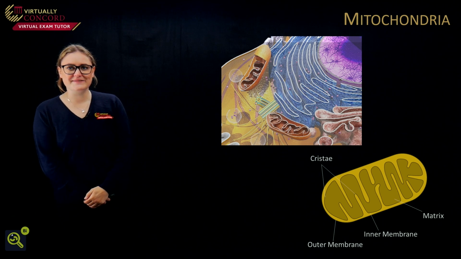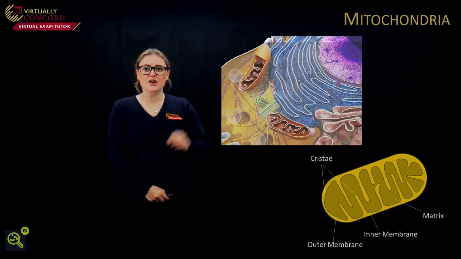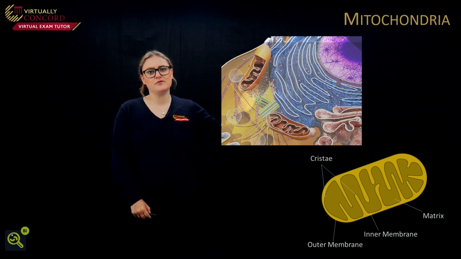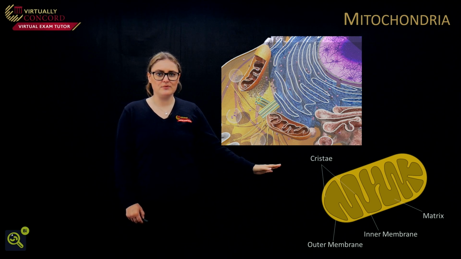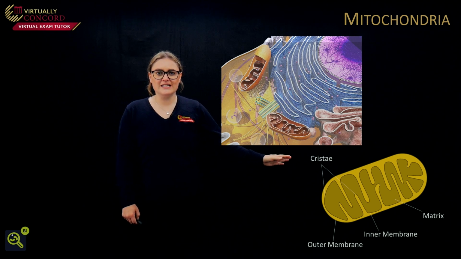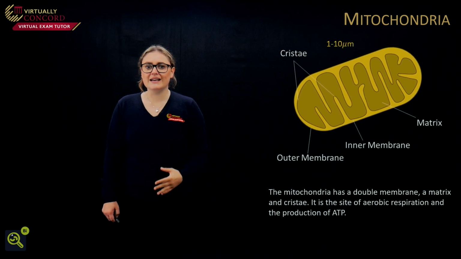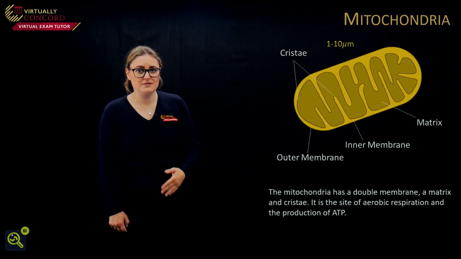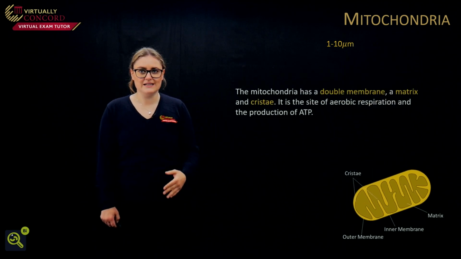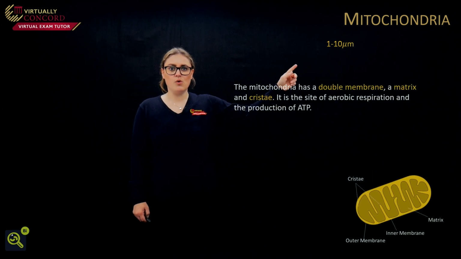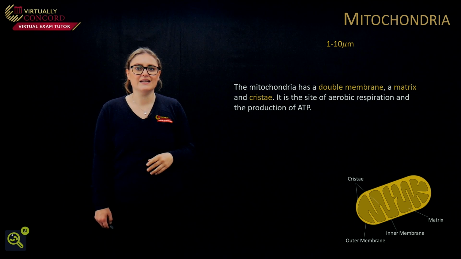The next organelle that we're going to have a look at is the mitochondria. So we've zoomed in from that cell image before and we can see these two here are the mitochondria. Okay, so we've got some labels at the bottom. A mitochondria contains cristae, an outer membrane, an inner membrane and a matrix. Okay, and it is the site of aerobic respiration and the production of ATP. In general, they're about 1 to 10 micrometers in length.